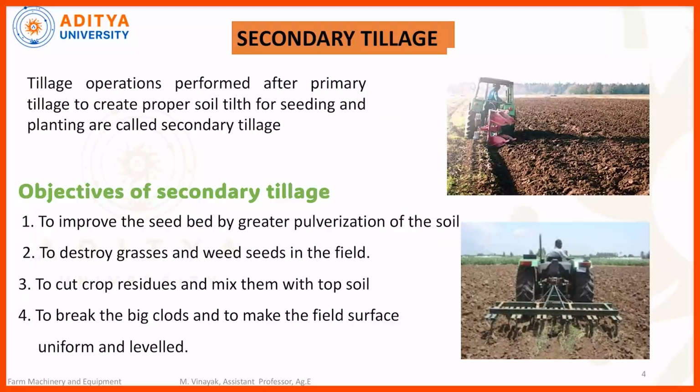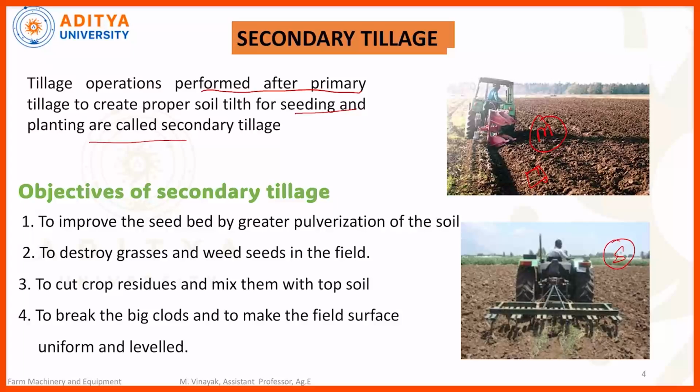So this one is a secondary tillage definition. Tillage operation performed after primary tillage to create the proper soil tilth for seeding and planting is called secondary tillage. Here I am showing two types of images. This one is a primary tillage, this one is a secondary tillage implement. Here we can see the clod size which occurred during the ploughing operation, very large compared to this one.